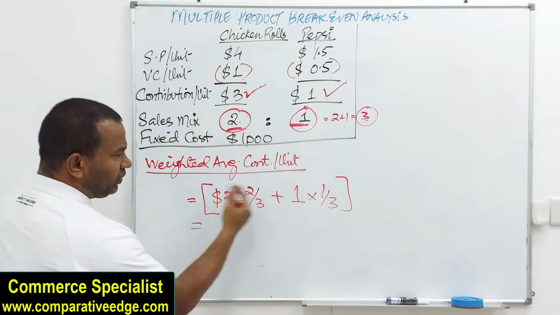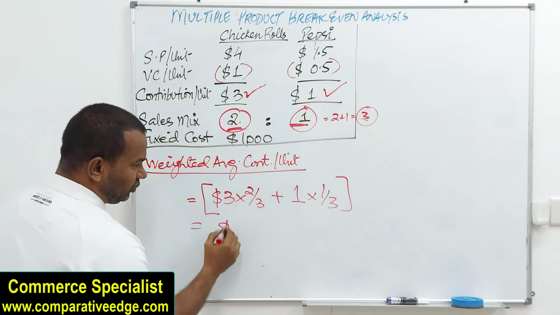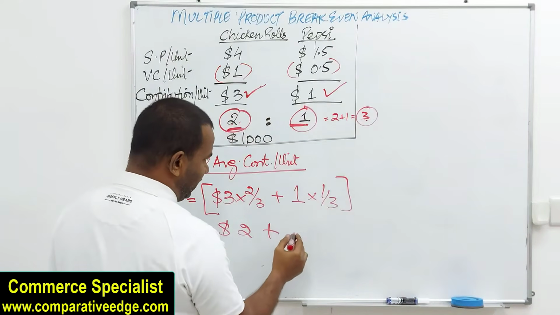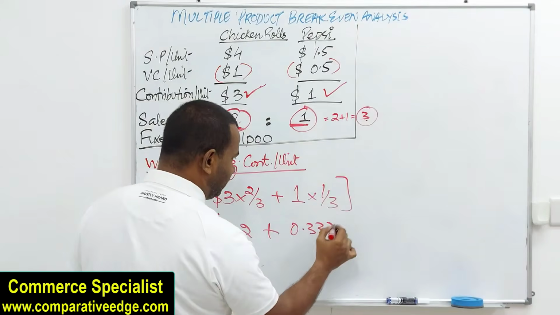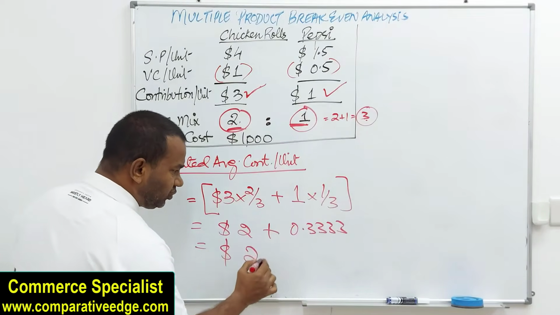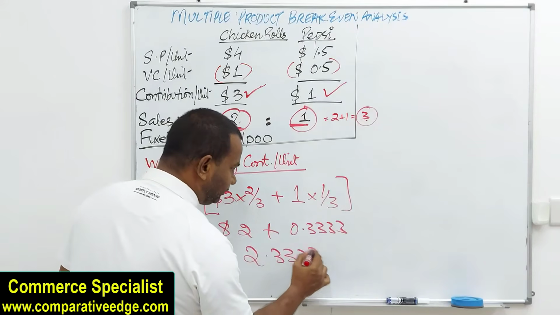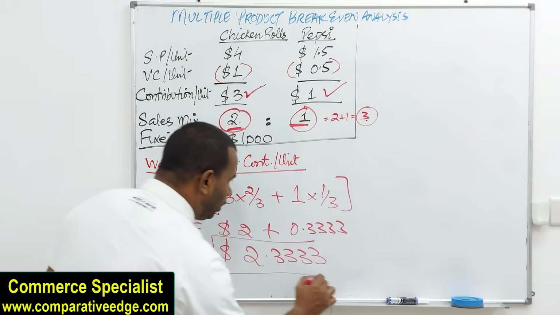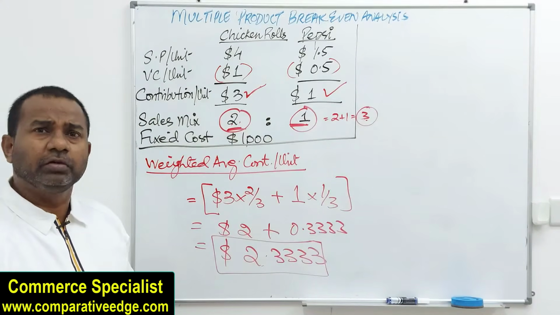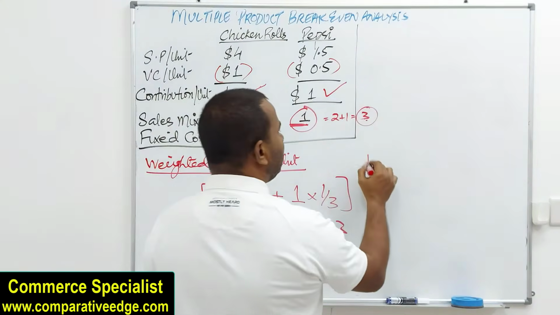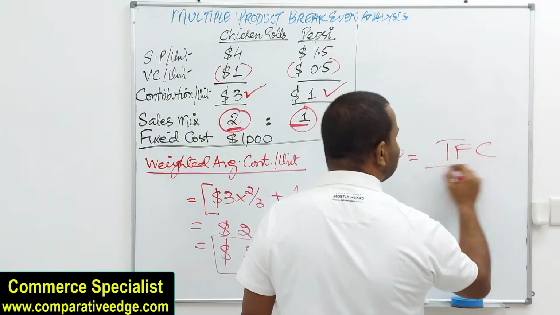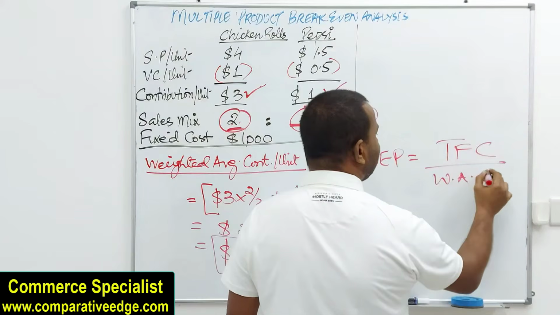So when I do this, 3 and 3 cancels out, you get $2, and 1 divided by 3 is 0.3333 maybe. So your weighted average contribution comes to 2.333. This is your weighted average contribution. Now coming to the formula. The formula is simple. Break-even point is equal to total fixed cost divided by weighted average contribution.